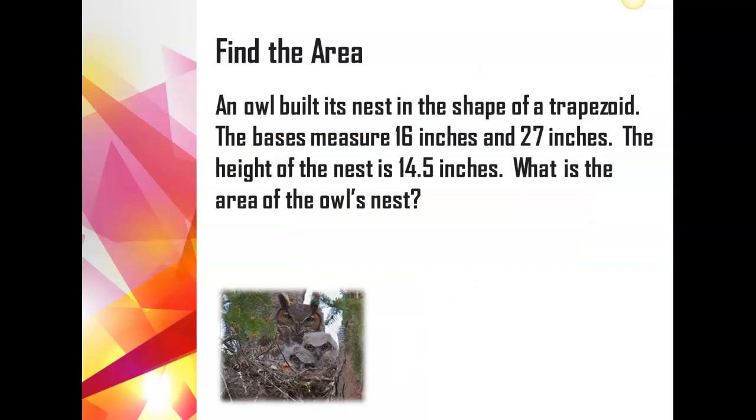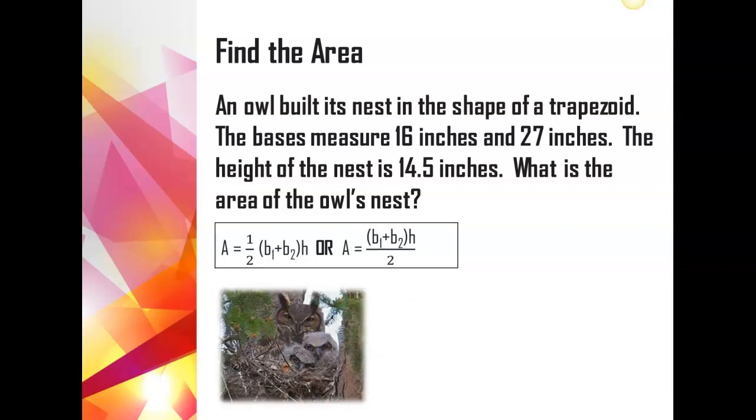An owl built its nest in the shape of a trapezoid. The bases measure 16 inches and 27 inches. The height of the nest is 14.5 inches. What is the area of the owl's nest? It is always a good strategy to draw a picture. However, since we've worked with pictures throughout the video, for this example we will just pick out the important information and plug it directly into the formula.